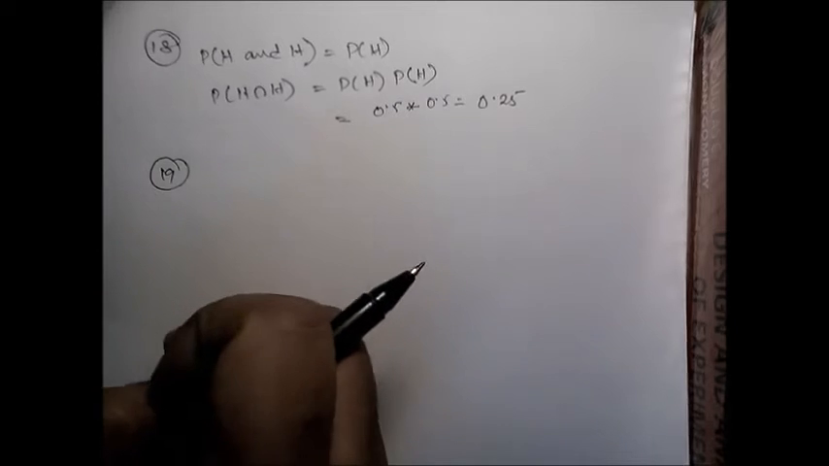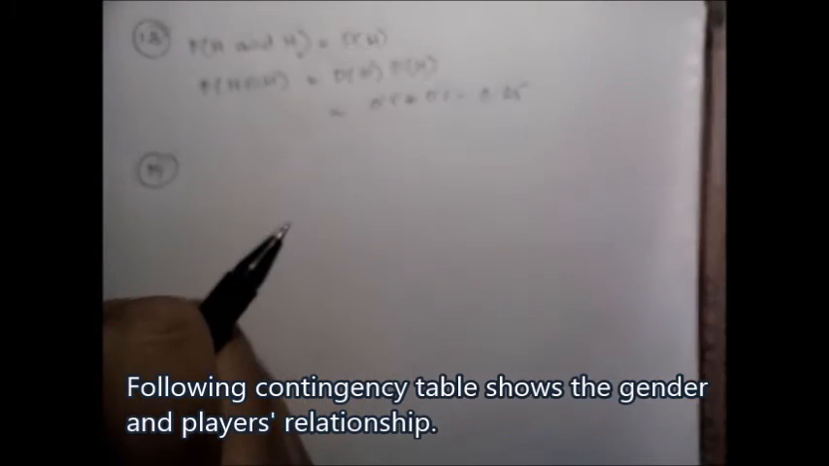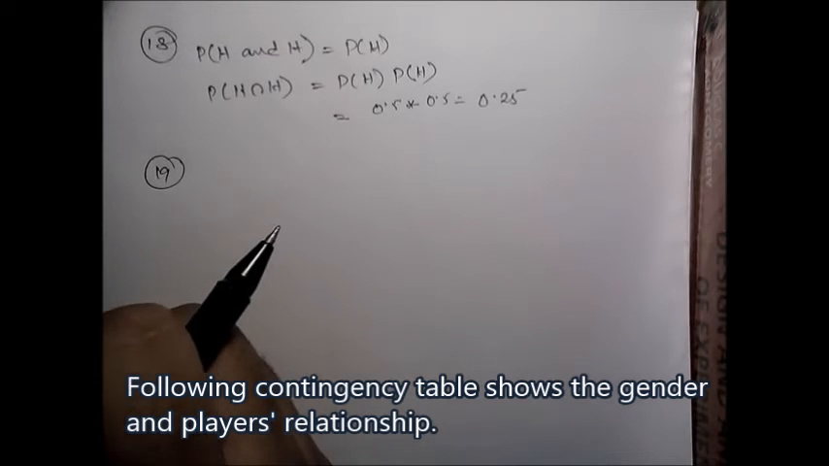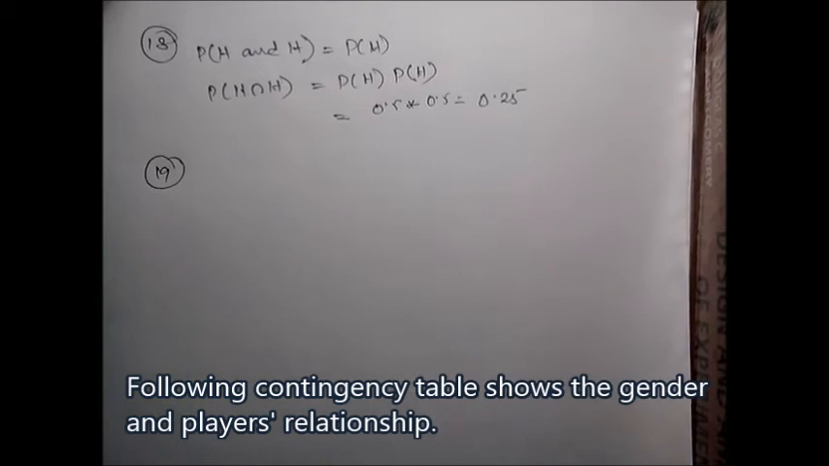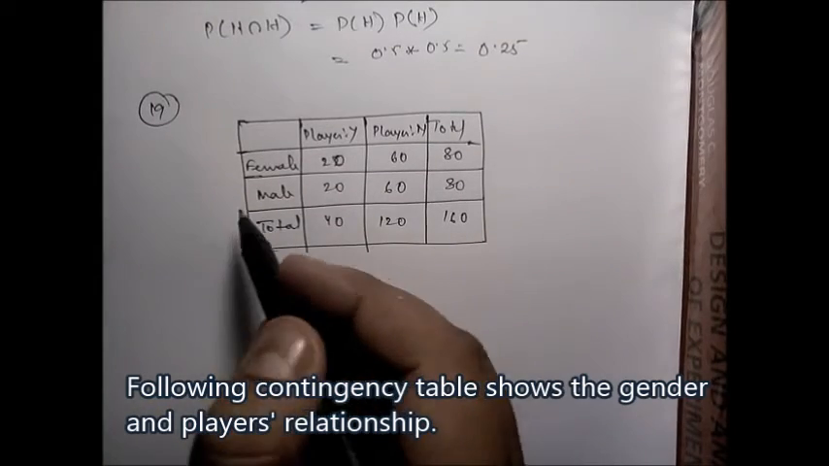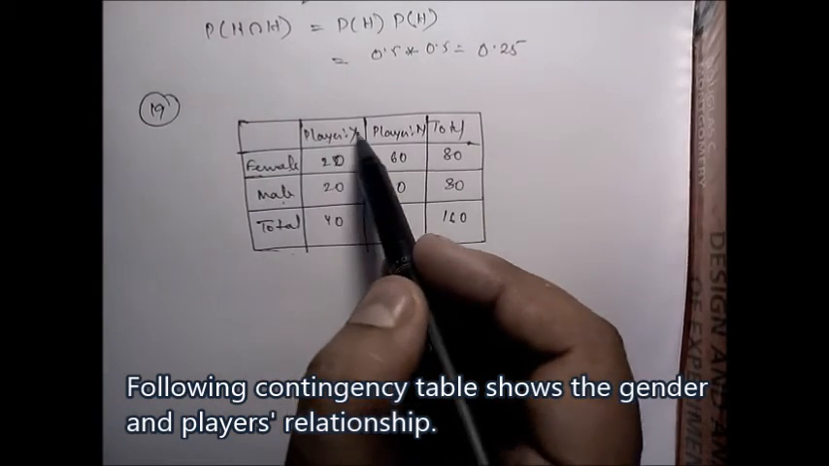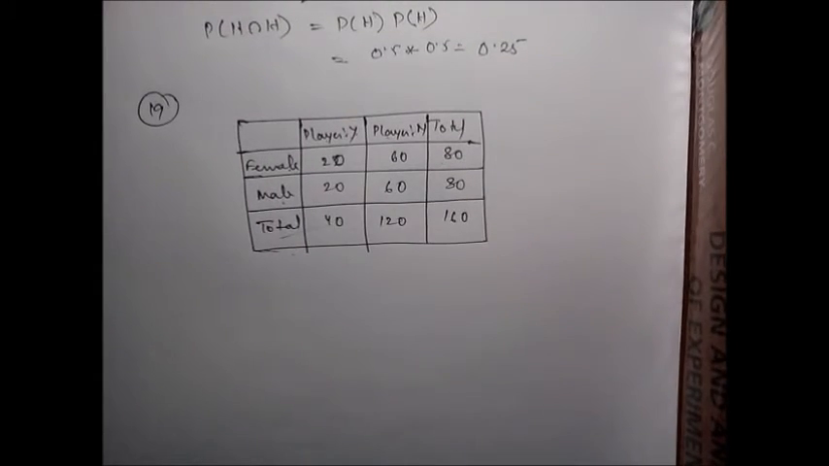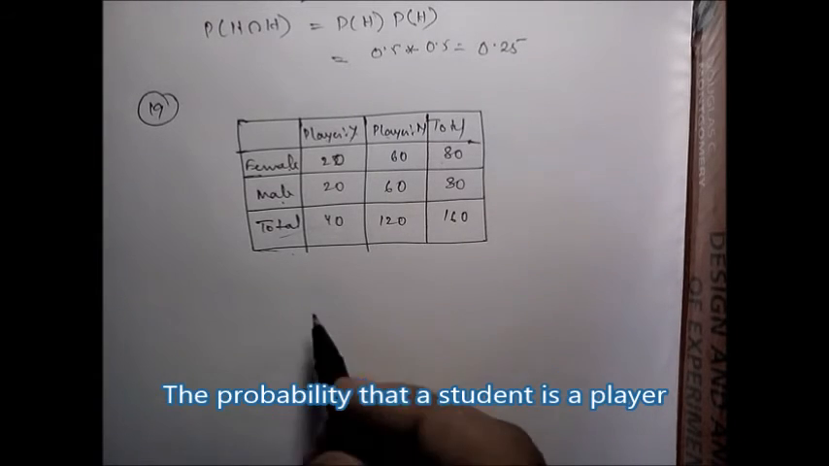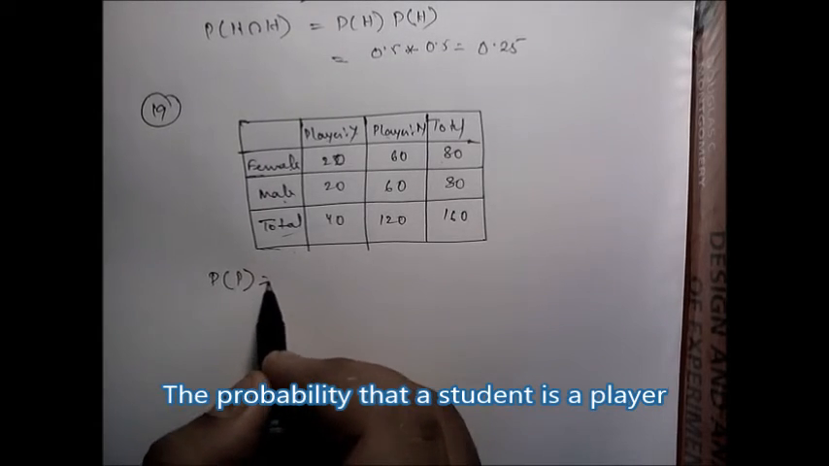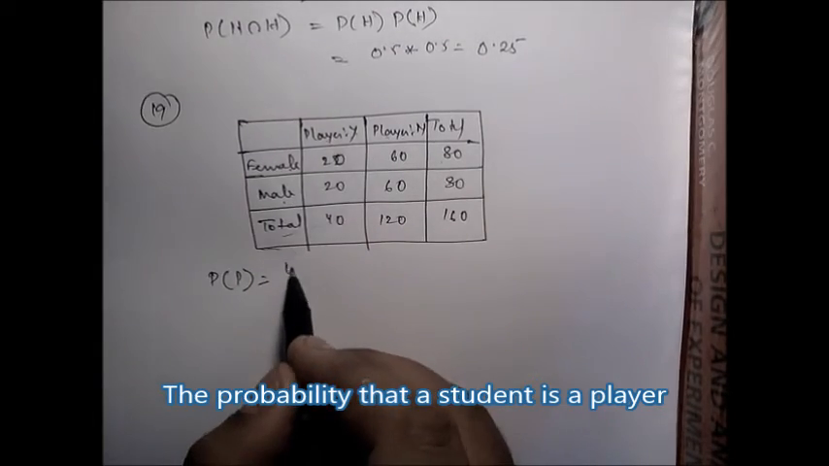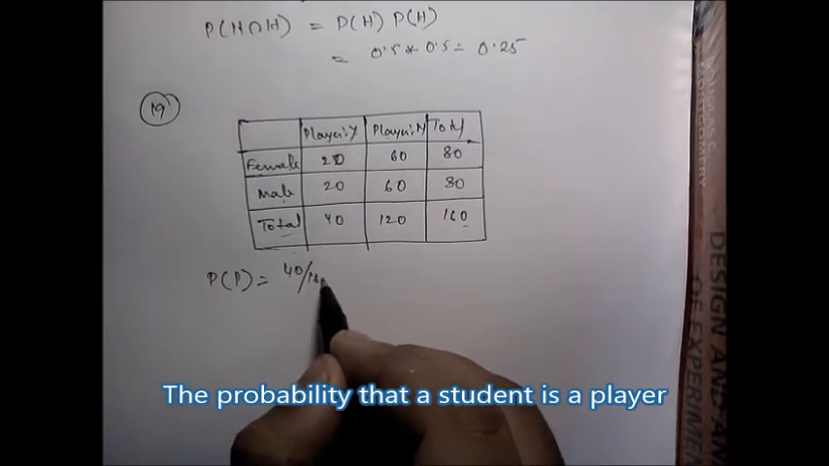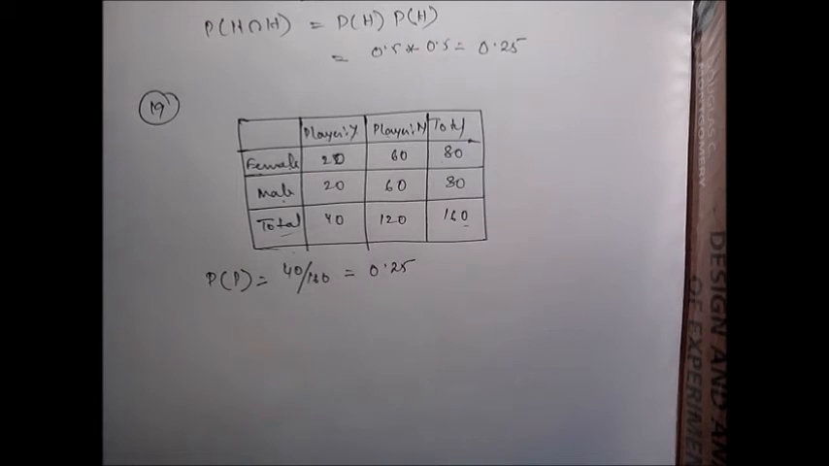Next. The following contingency table shows the gender and player relationship. It's a contingency table with male, female, players yes, players no, and total. Now calculate the probability that a student is a player. So probability of player is 40 by total number of events 160, that is 0.25.